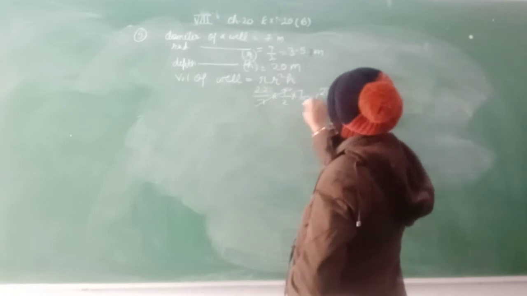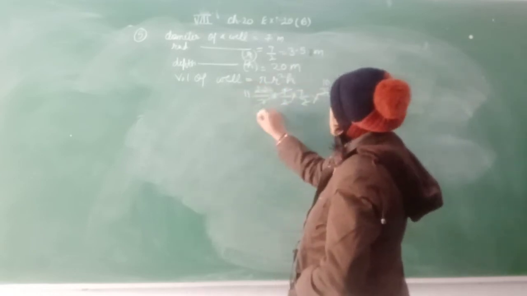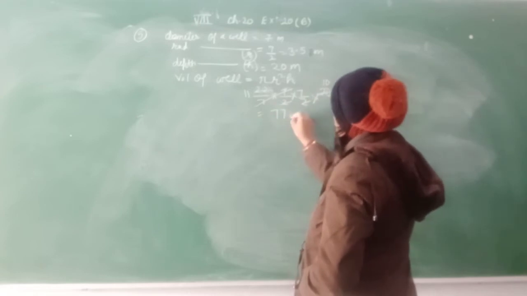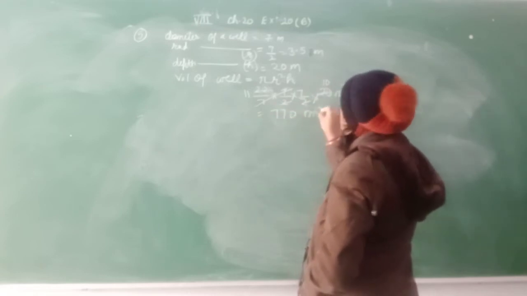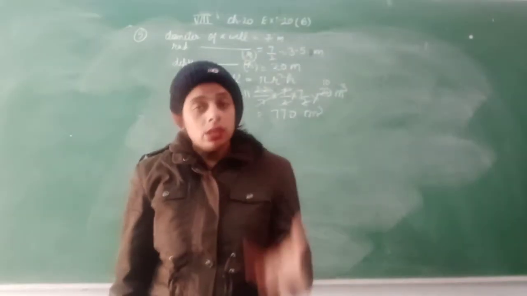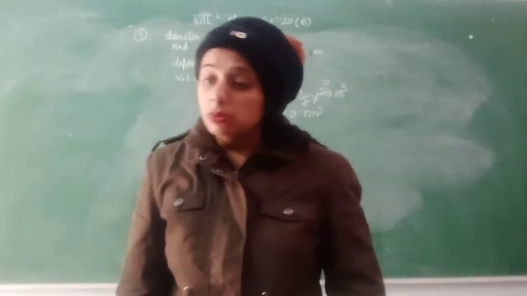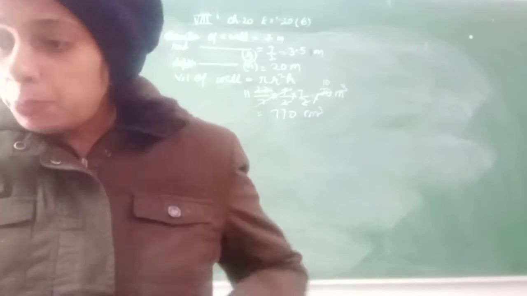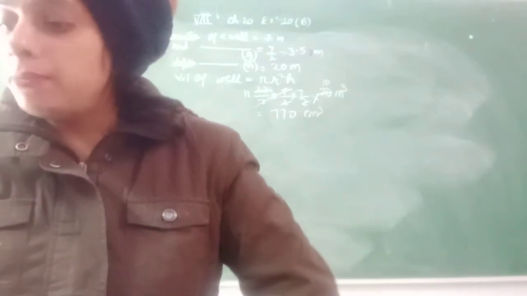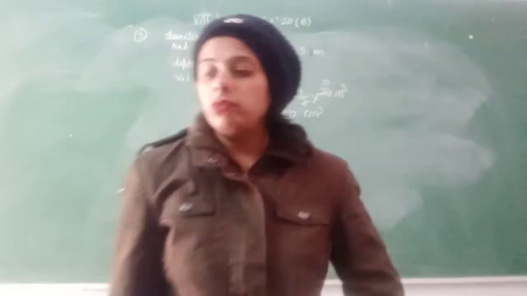This will be cancelled, 2 will be cancelled by 10, 11, 11 7 is 77, and into 10, 770 meter cube. That is the volume of that well, or we can say that the volume of the earth dug out from the well is 770 meter cube. So one more question is there. If the earth so dug out is spread out as a rectangular platform by making it 80 meter, 28 meter and 11 meter, what will be the height of that platform?